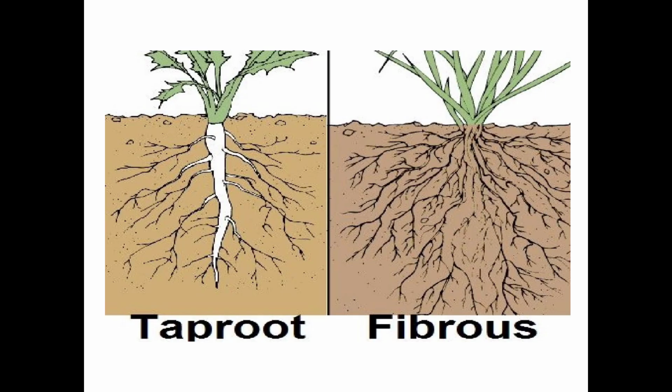Roots are the non-green and non-photosynthetic part of the plant. As they are non-green, they do not contain chlorophyll. So ये photosynthesis में भी participate नहीं कर सकते.